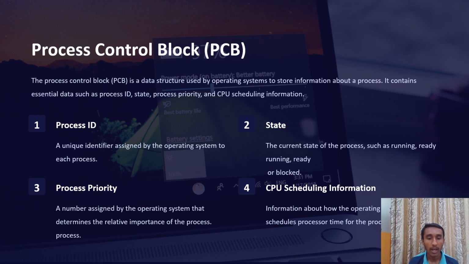Process ID. A unique identifier assigned by an operating system to each process. State. The current state of the process, such as running, ready, or blocked. Process priority. A number assigned by the operating system that determines the relative importance of the process. CPU scheduling information. The information about the scheduled processor time for the process.